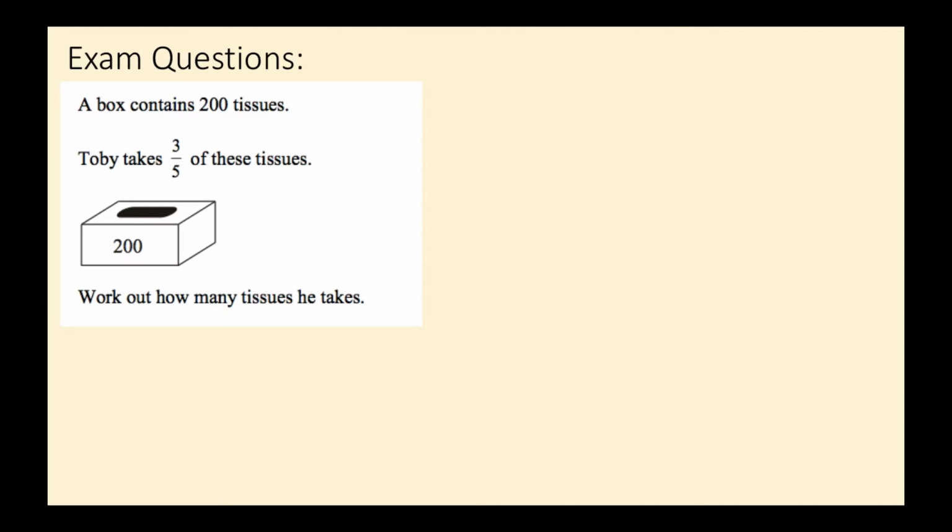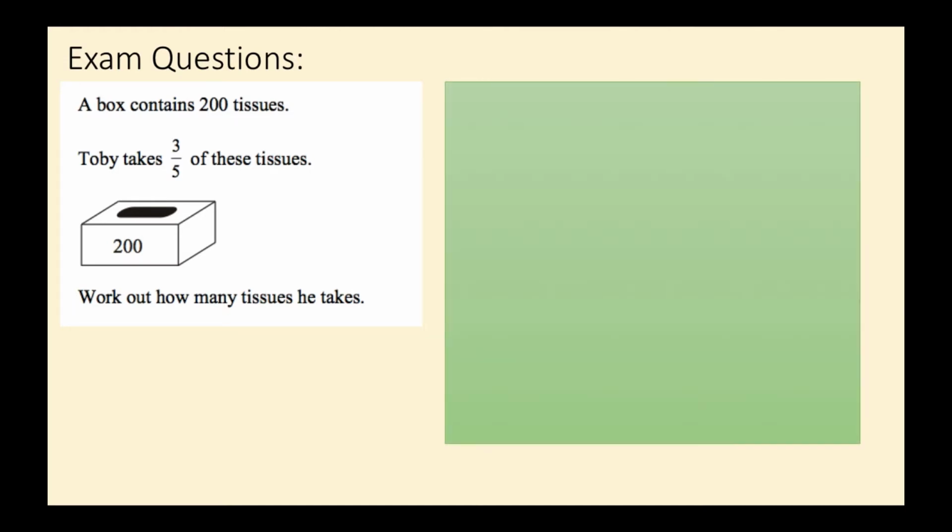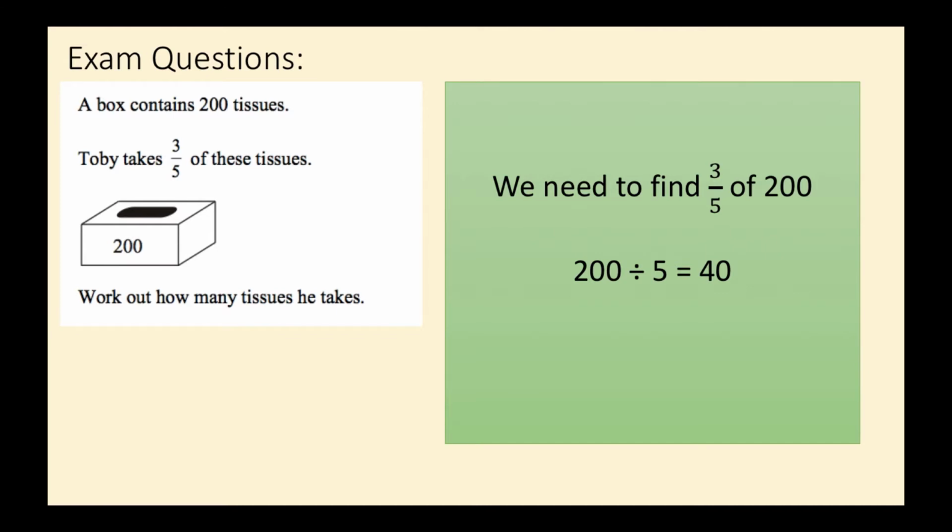Okay, let's carry on. A box contains 200 tissues. Toby takes 3/5 of these tissues. Work out how many tissues he takes. So, we need to find 3/5 of 200. 200 divided by 5 is 40. And 40 times 3 is 120.